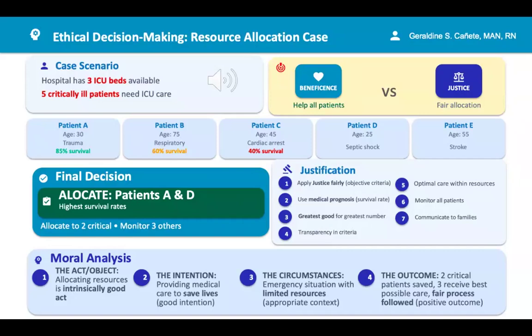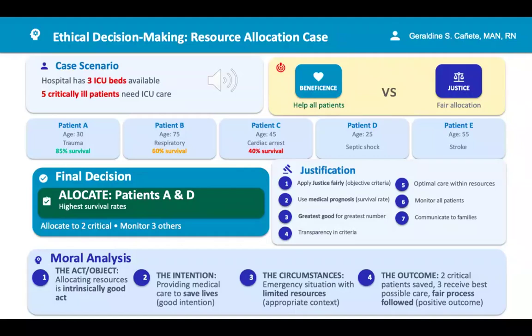So, what are your initial thoughts and feelings about this case? What do you think are the key factors that you would consider? And what's the ethical conflict in this case? What are the competing principles that are at play?